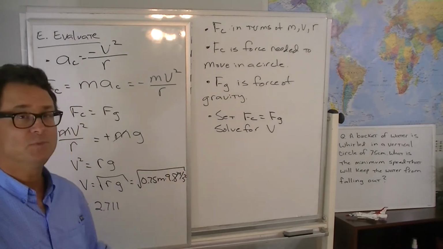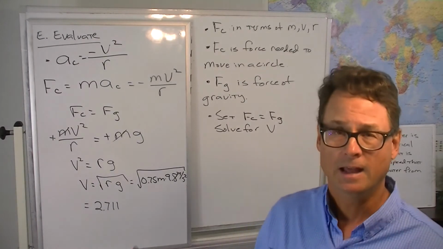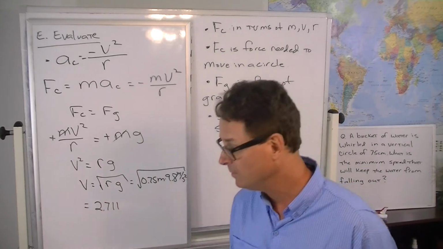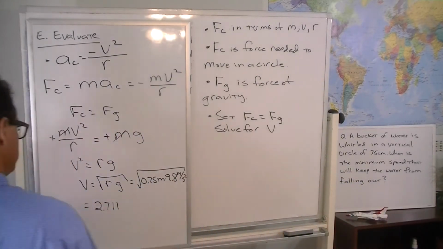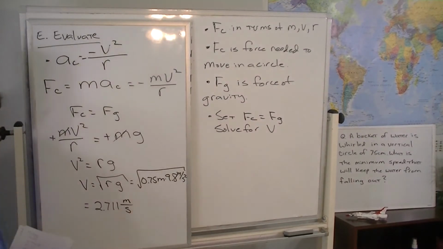Meters times meters per second squared is meters squared per second squared. And then you apply the square root operator. The square root of meters squared is meters. The square root of seconds squared is seconds, so it's meters per second, which is what we were expecting.